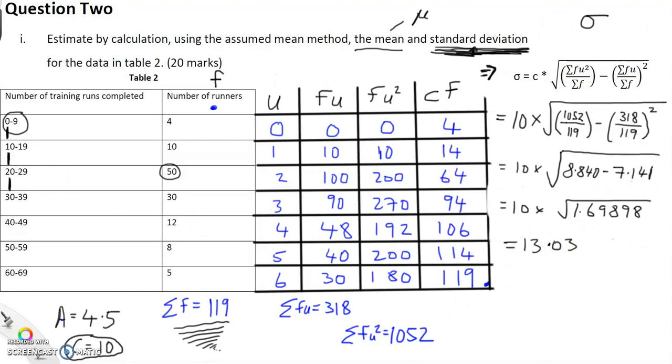And finally we need to put units on this, and it's the same units as we use for the mean. So 13.03 runs completed is the standard deviation, which is a measurement of spread. You don't need to know the detail about what it is, but you do need to know that the standard deviation is a measurement of how spread out the data are, and in this case the standard deviation works out to be 13.03 runs completed.